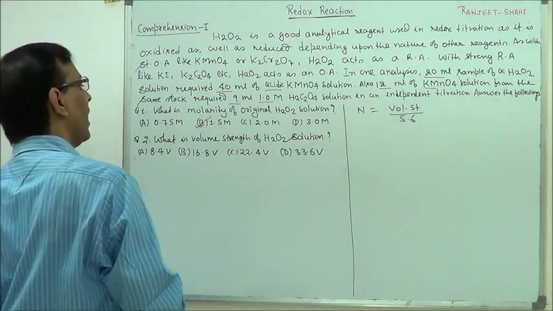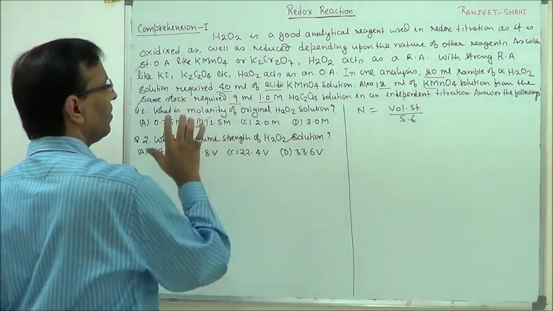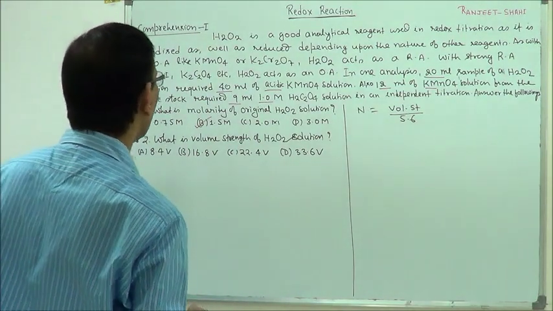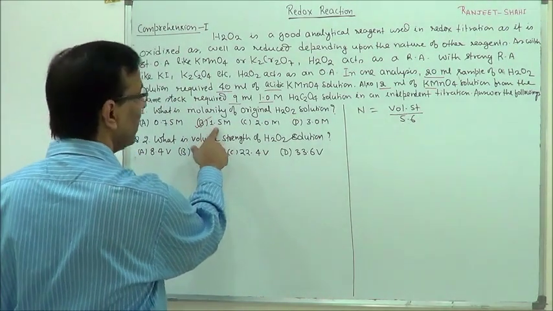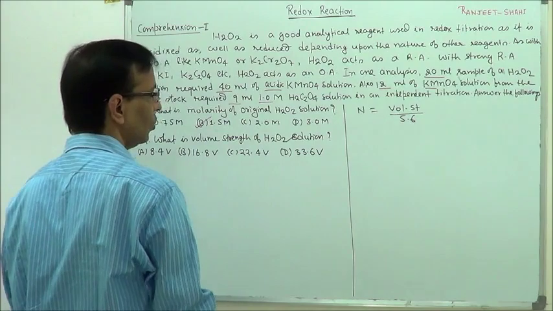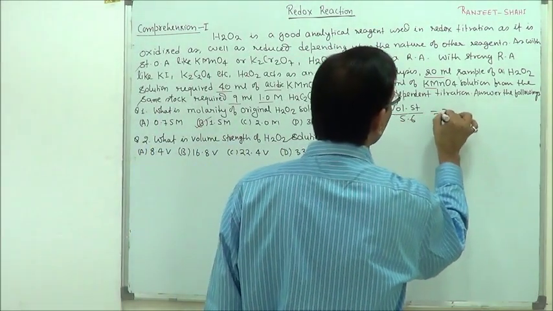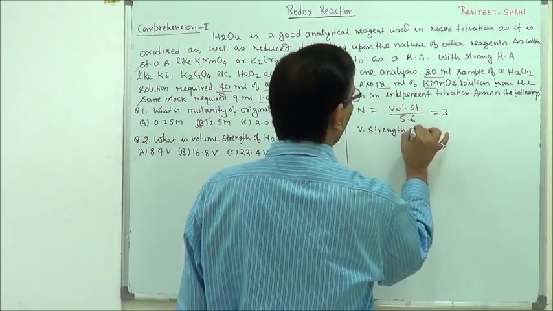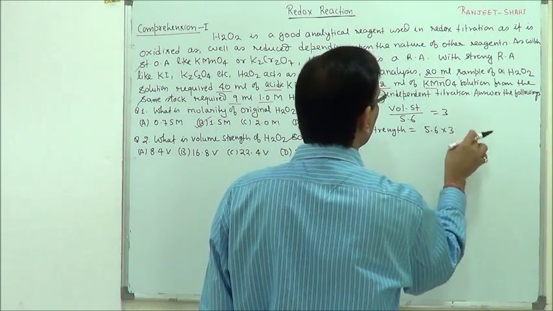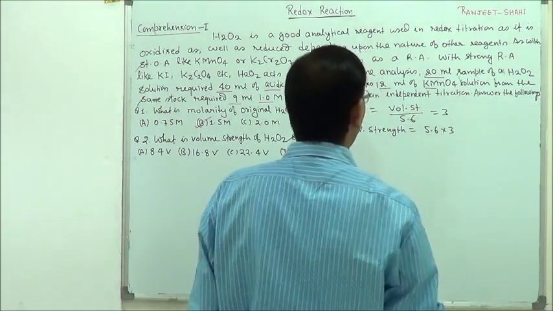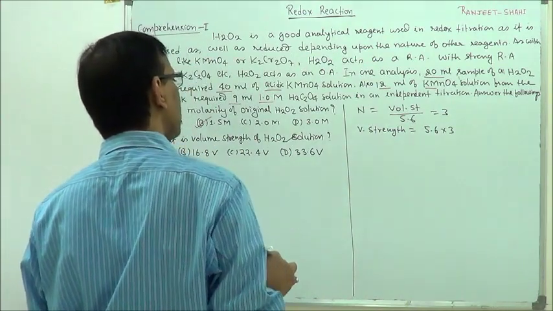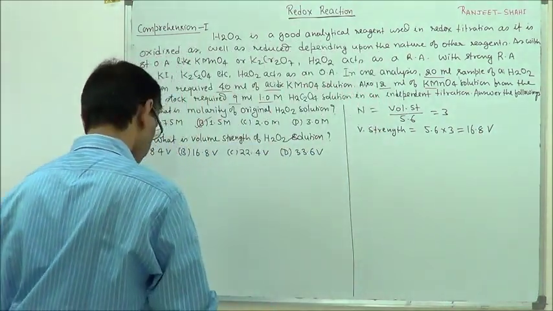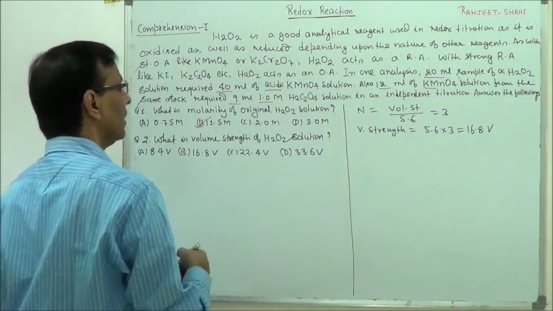Normality we have already derived in the previous case. So normality is 3, molarity is 1.5 and n-factor is 2. So normality is 3. So volume strength will be 5.6 multiplied by 3, and it is 16.8 V. So answer is B.